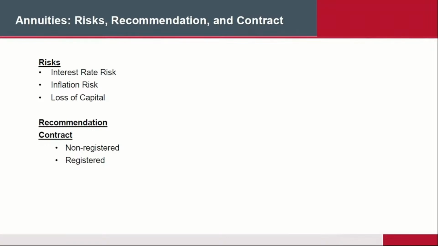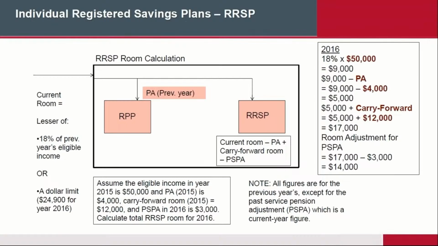Yes, you get the maximum amount of money while you're alive, but there's a price to be paid. And that price is that the moment you die, money stops. It's as simple as that, okay? And so therefore, there's interest rate risk, inflation risk, and loss of capital for a straight life annuity, okay? The recommendation of the contract, like I said, you can buy non-registered, and of course you can buy registered annuities depending on what your needs are and everything, okay?